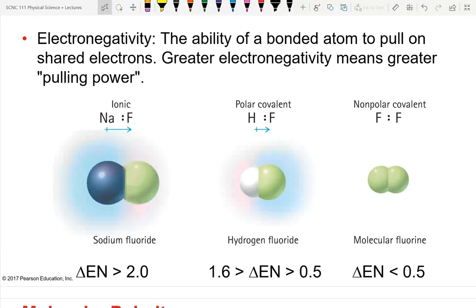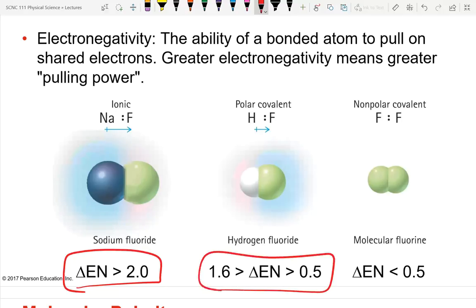But the way to differentiate, and this is where I ended our last class period, is looking at the difference in the electronegativities between the components of the bond. If the difference in electronegativities is less than 0.5, then it's going to be sharing the electron. It's going to be covalent. If it's between 1.6 and 0.5, it's still going to be sharing the electron, but not very equally. And so it's going to be polar covalent.